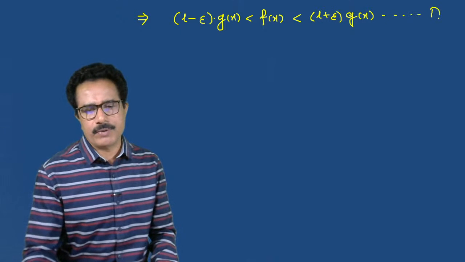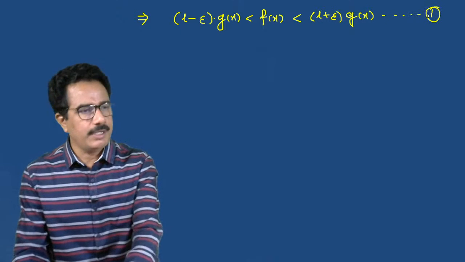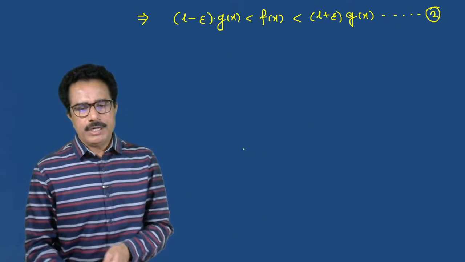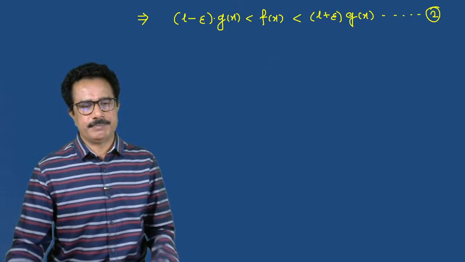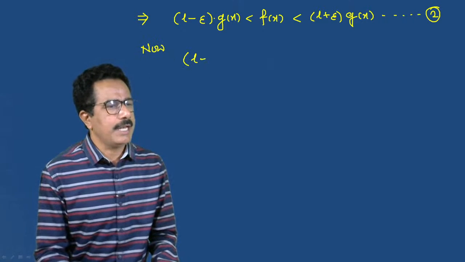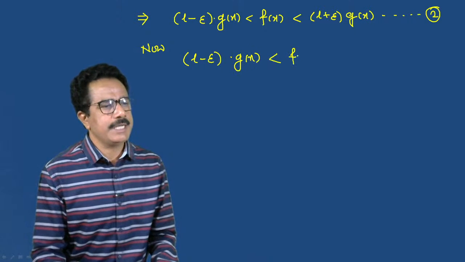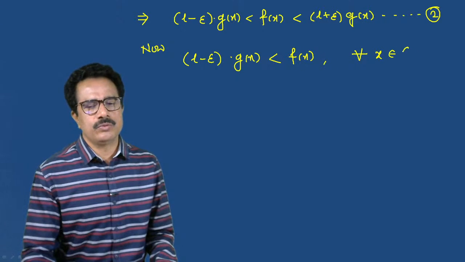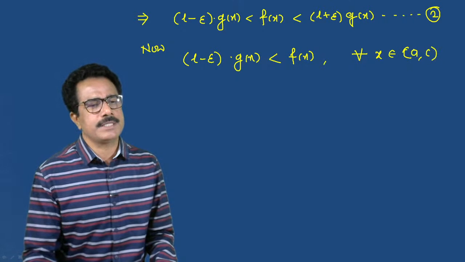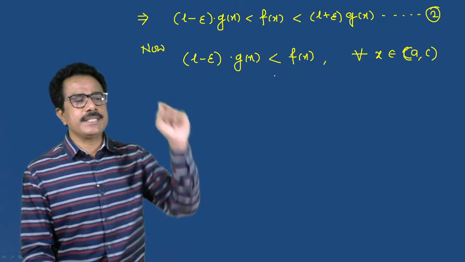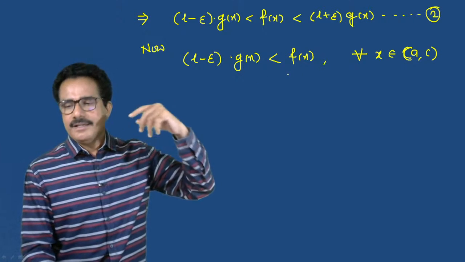Suppose this is equation number 2. Now if we take the comparison, first comparison, now L minus epsilon into g of x is less than f of x, for all x belongs to open interval a comma c. See this. This implies that g of x is less than f of x. See this.